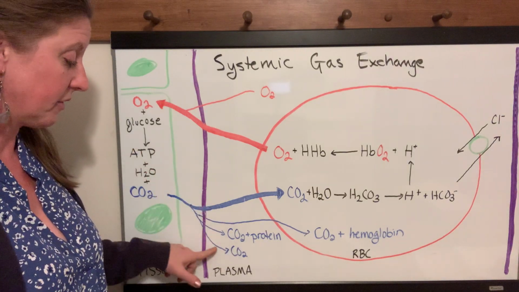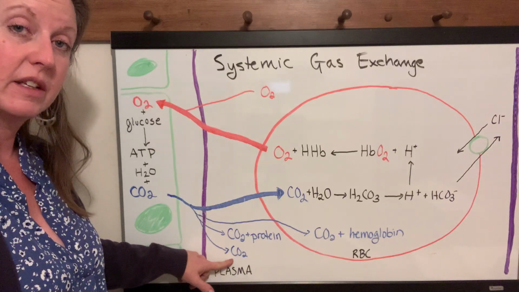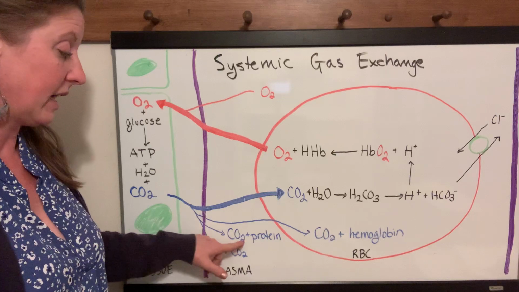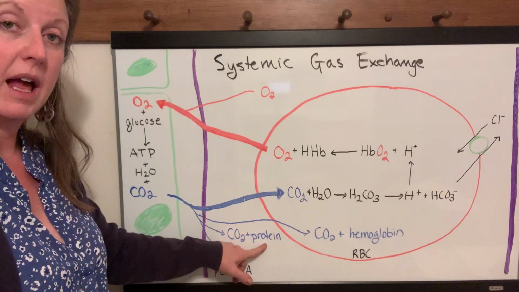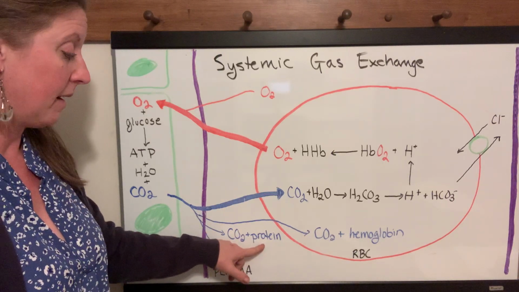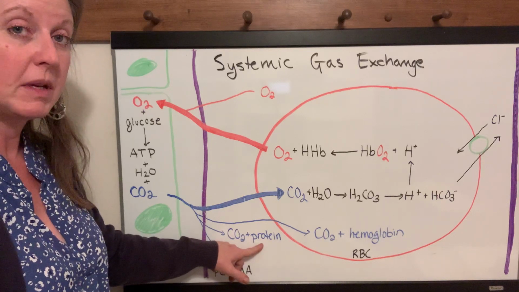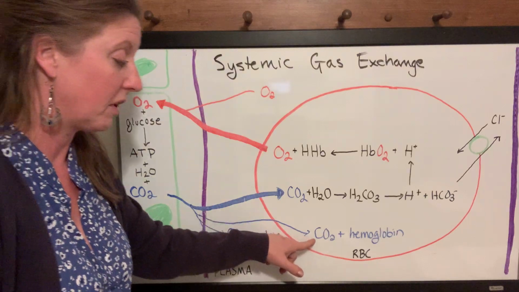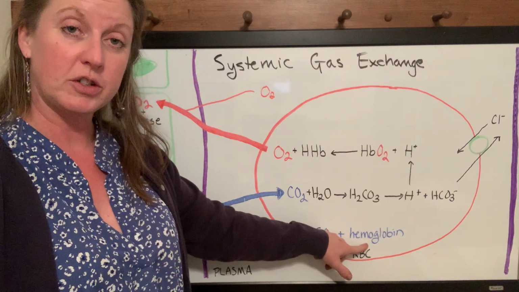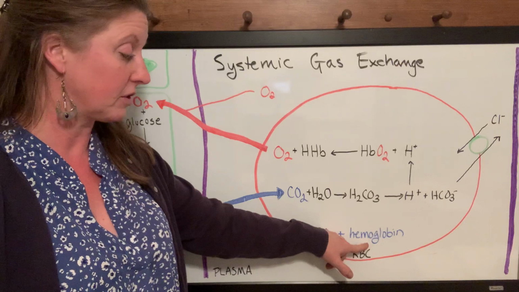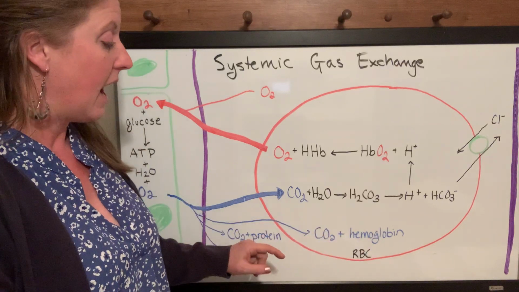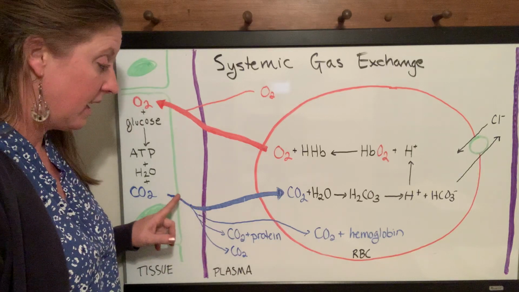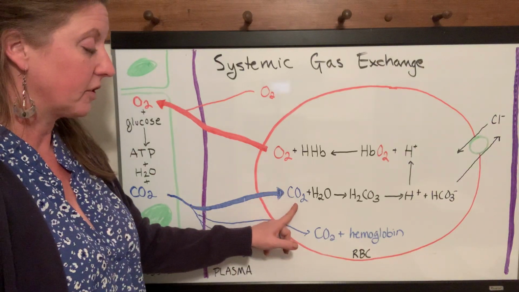So it can either just diffuse across and stay as it is, dissolved carbon dioxide in the plasma, or it can hitch a ride on a protein in the plasma, such as albumin, and here it just attaches to the amino acids. It can also cross into the red blood cell and hitch a ride on a very special protein known as hemoglobin, which the red blood cells are packed with, and this is what most of the carbon dioxide does.